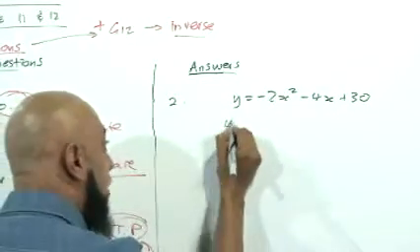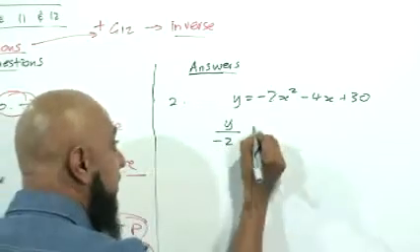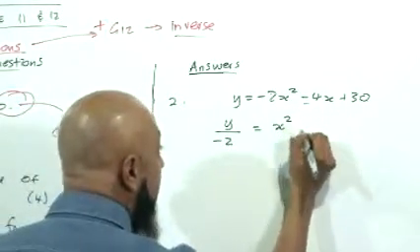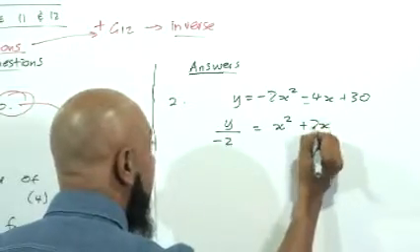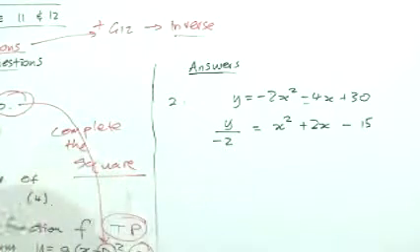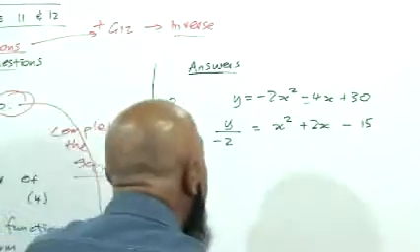Watch here. So I'm going to have y over minus 2 is going to equal x squared, because I'm dividing it by negative 2. Divide this by negative 2, plus 2x minus 15. Don't worry about this. It's an alternate method of doing it. I'm doing it in a very clean and neat way.